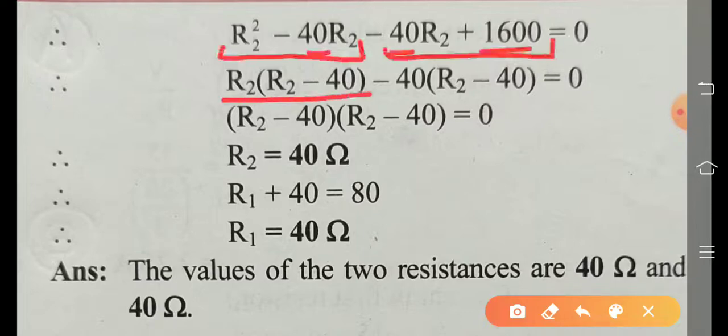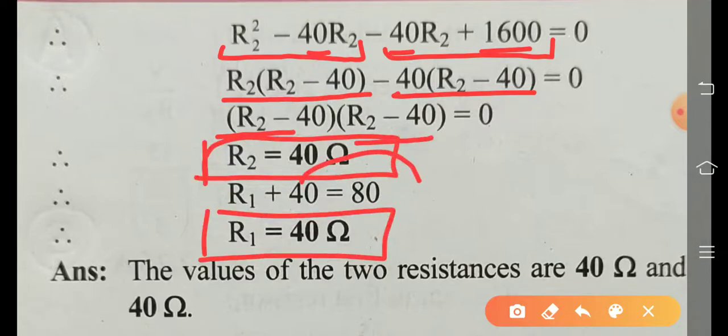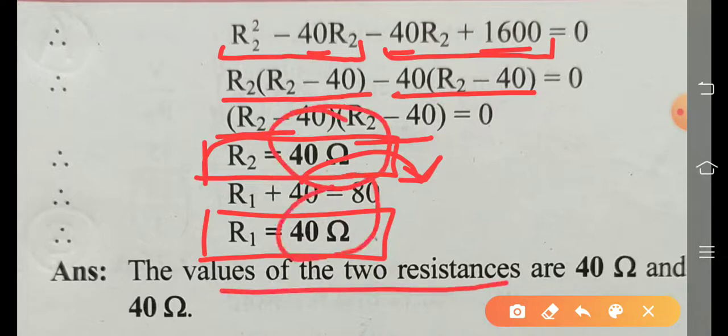So R2 in bracket minus 40 in bracket. So bracket is same, R2 minus 40, R2 minus 40. So we are getting the same answer. So R2 minus 40 equal to 0. So we are getting the R2 value is 40. So what is the value of R1? R1 plus 40 is equal to 80. So we are getting answer of R1 is also 80 minus 40, taking 40 on the right hand side. Again we are getting the answer 40. So values of two resistances are 40 ohm and 40 ohm. Both the answers are same.